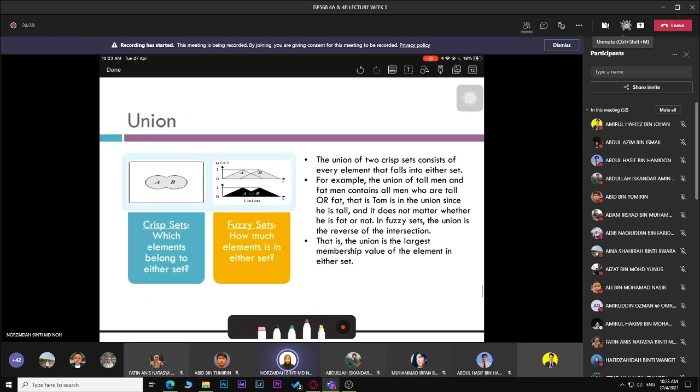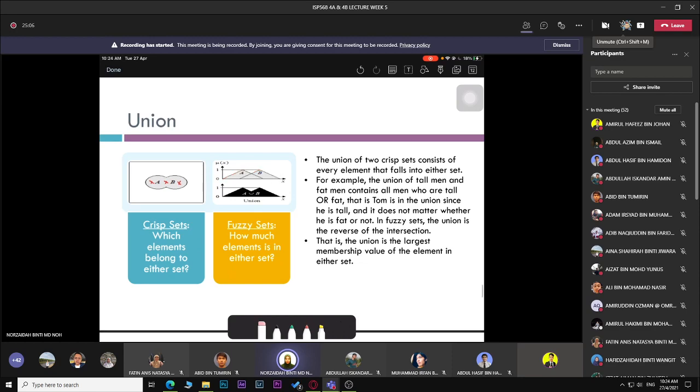Alright. The next one we have is union. Union is when we are trying to describe which elements belong to either set, either A or B. If we are talking about a Venn diagram, if an element is here, it belongs to A or B. If it's here, it also belongs to A or B. If it's here, also belongs to A or B. Right? So it is the same with fuzzy. In fuzzy, we look at all the elements that belong to either set, so it will cover the whole graph.